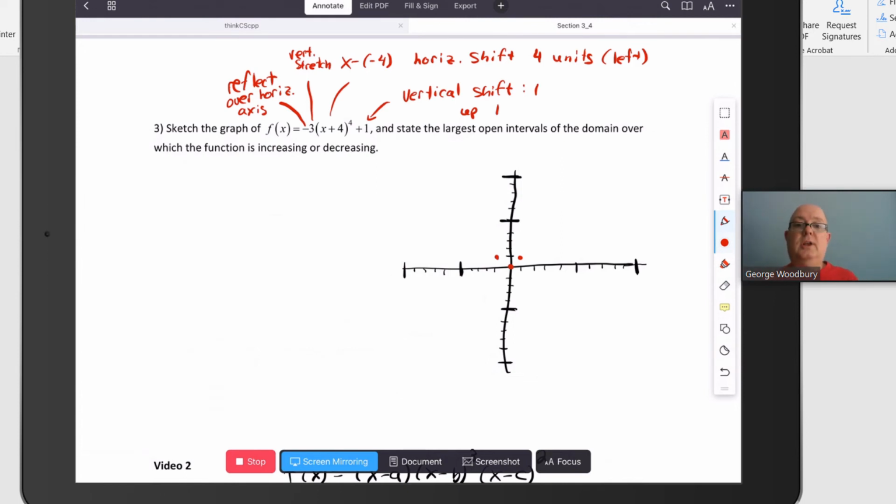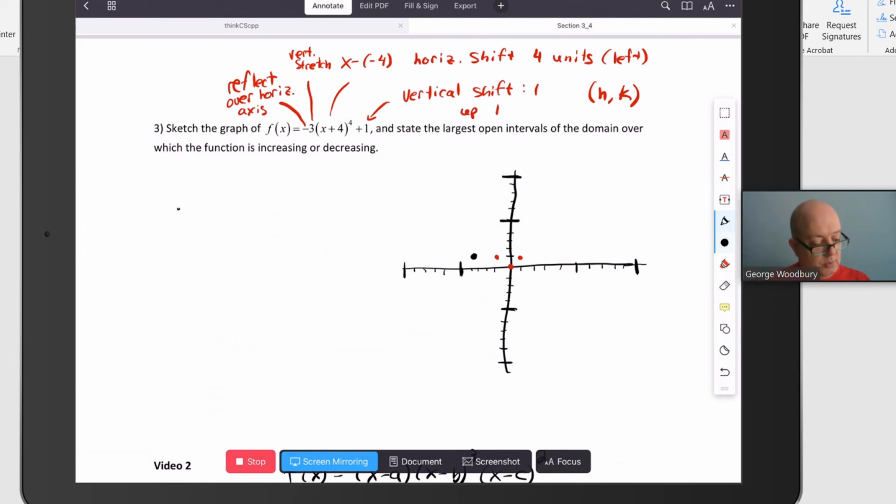All right, so the first thing that I want to find really is this point HK. That's where the point that was at the origin is going to end up. So I'm going to shift it 4 units to the left and up 1. So from the origin, I count 4 to the left and up 1. That would be about here.